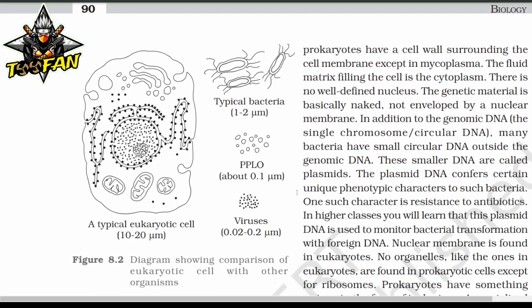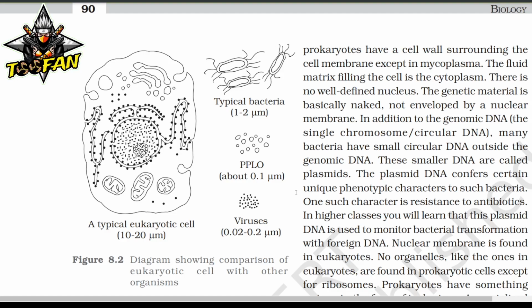All prokaryotes have a cell wall surrounding the cell membrane, except in mycoplasma. The fluid matrix filling the cell is the cytoplasm. There is no well-defined nucleus. The genetic material is basically naked, not enveloped by a nuclear membrane. In addition to the genomic DNA, the single chromosome of circular DNA, many bacteria have a smaller circular DNA outside the genomic DNA. These smaller DNAs are called plasmids.